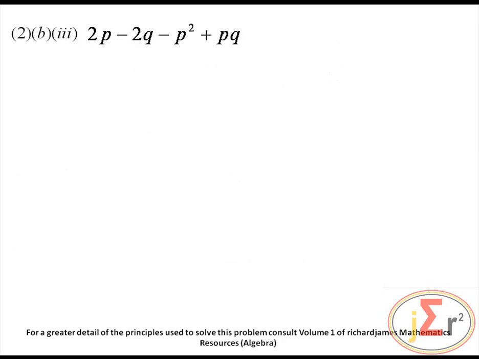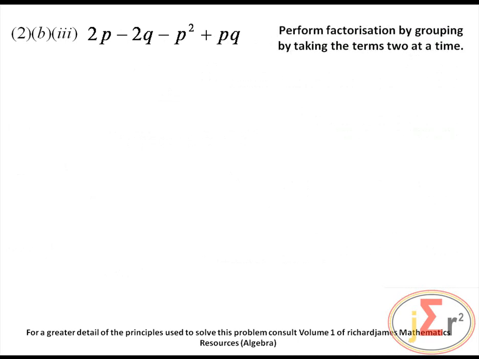Next, we have a quadratic, 4 terms, and we are going to use factorization by grouping. We have 2p minus 2q, so we take the common factor of 2p and 2q. Of course, factorization by grouping, we are taking the terms 2 at a time. So 2 is our common factor, and we are going to say 2 into 2p, the 2's will cancel and we'll have p, and then 2 into negative 2q, the 2's will cancel and we have a negative q. So we will have in that bracket p minus q.